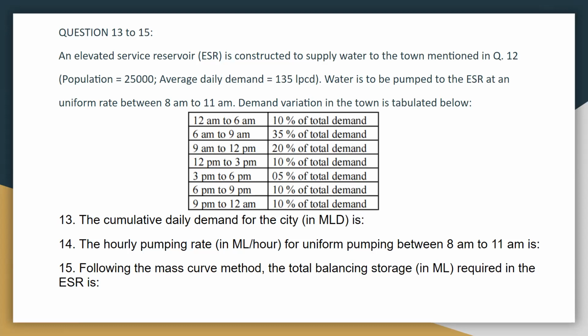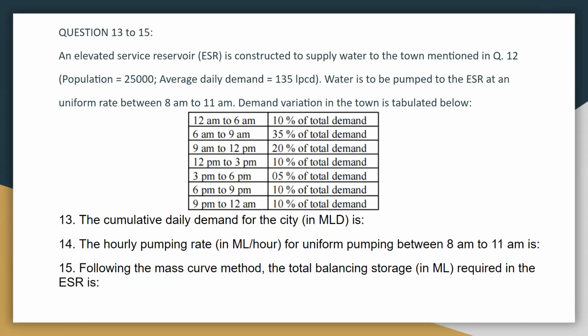So here they are saying from 8 a.m. to 11 a.m. water is to be pumped, and the variation in the daily demand is provided in this table. That is from 12 to 6, 10% of the total demand is required. 6 to 9, 35% of the total demand is required. That makes sense because 6 to 9 is the time when people are getting ready for the office and school. So that is the time when more water is required. 9 to 12, 20% of the total demand, and so on until 24 hours.